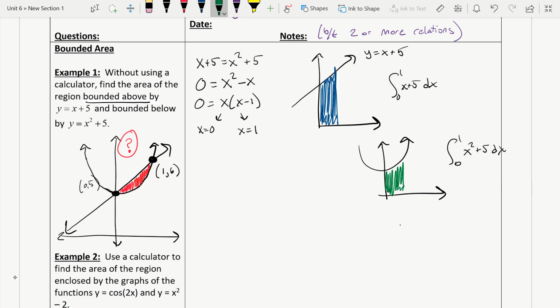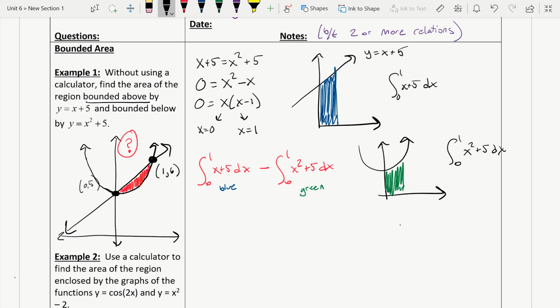There's two different ways you can actually do this. You can do two integrals, or you can do one. So you could just do integral 0 to 1, x plus 5 dx, minus integral 0 to 1, x squared plus 5 dx, because this would get you the blue area. This would get you the green. And then the difference of the two would get you the red over here in my left diagram.